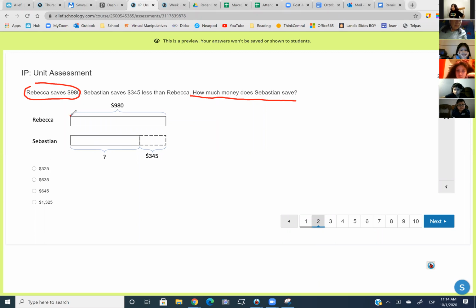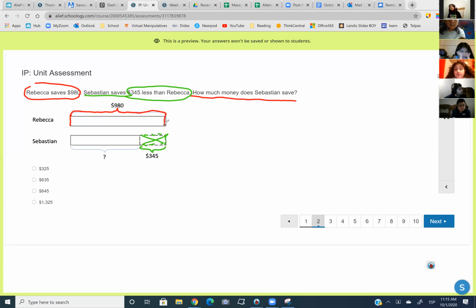980. So this is Rebecca. And so far, this looks like the longest bar. So from here to here. Now, let me see the next part. The next part says, let me change my color here. So maybe Sebastian saves 345 less than Rebecca. That means that this is the part that he has less than Rebecca. So that means this part is not here. If you notice, the dashes are telling me that part is gone, it's not here. And that's how much less he has.